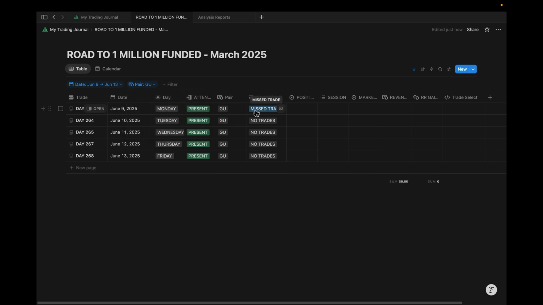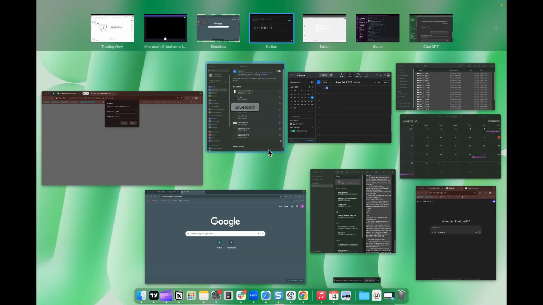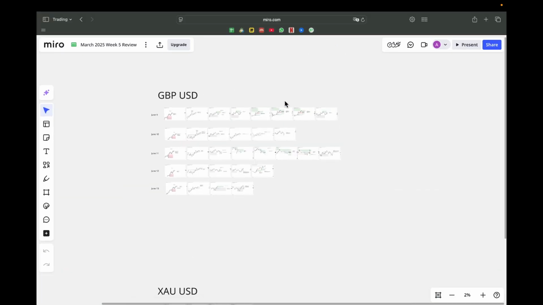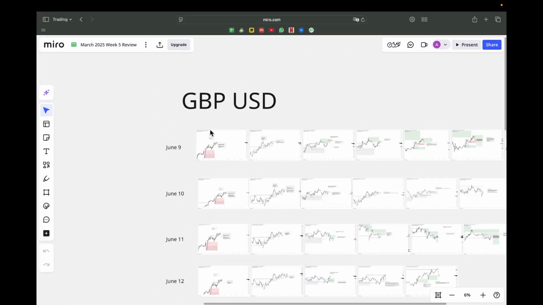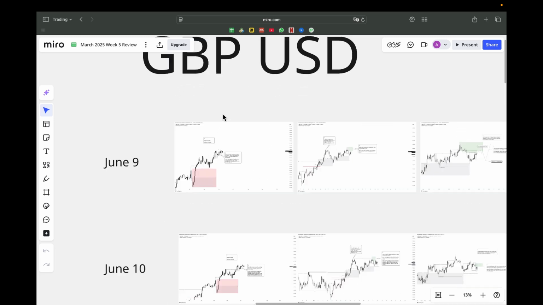In GU, as I said, there is only one missed trade. Let's see what happened on this day and in the rest of the days, and what the price action was this week. Jumping into the board, on the GU from June 9 to June 13.